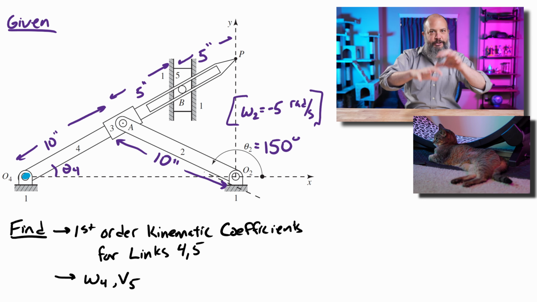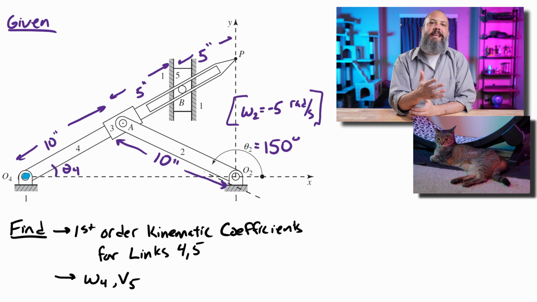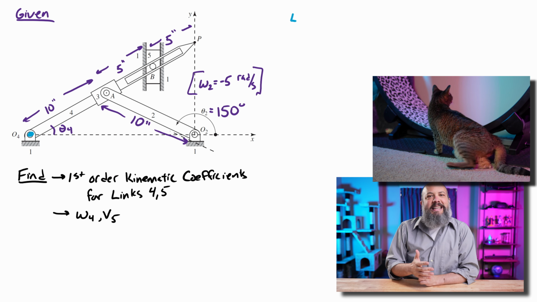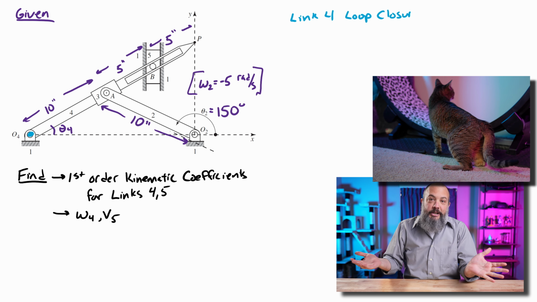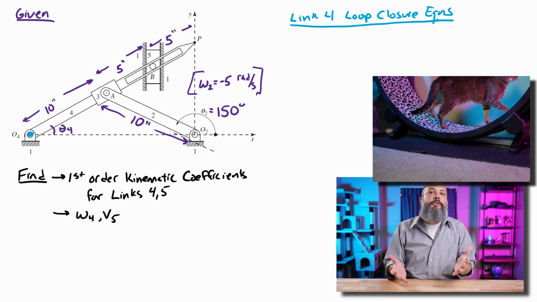So we're going to walk through this example problem where we're going to be solving for the first order kinematic coefficients for links 4 and 5, and then use those to find the angular velocity of link 4 and the velocity of link 5. And link 5 is that slider block at B that's moving up or down. Link 4 is the big pointer, right, that's rotating in a circle. The input for this system is link 2, the crank that's over on the right-hand side. And I'm going to use the method that most students use, which is the complex algebra loop closure method.